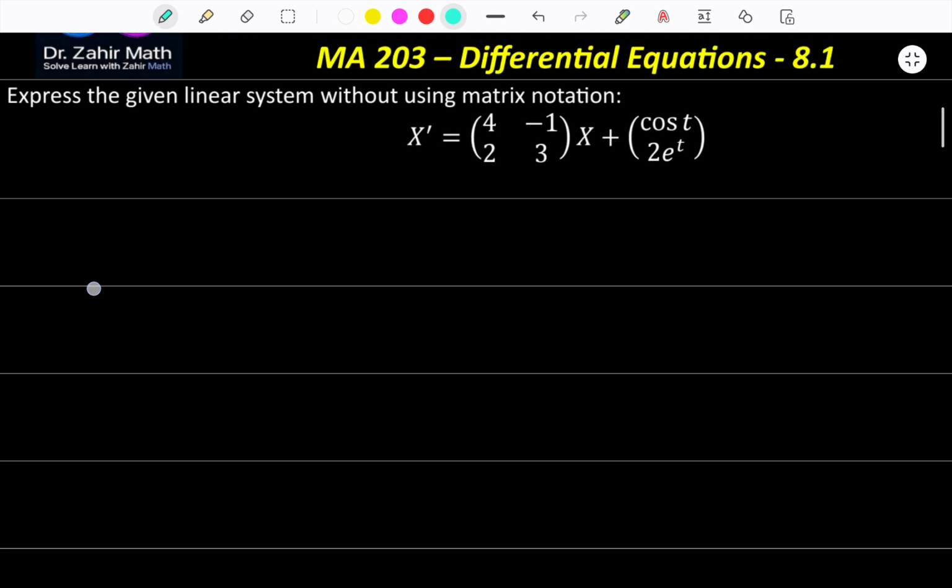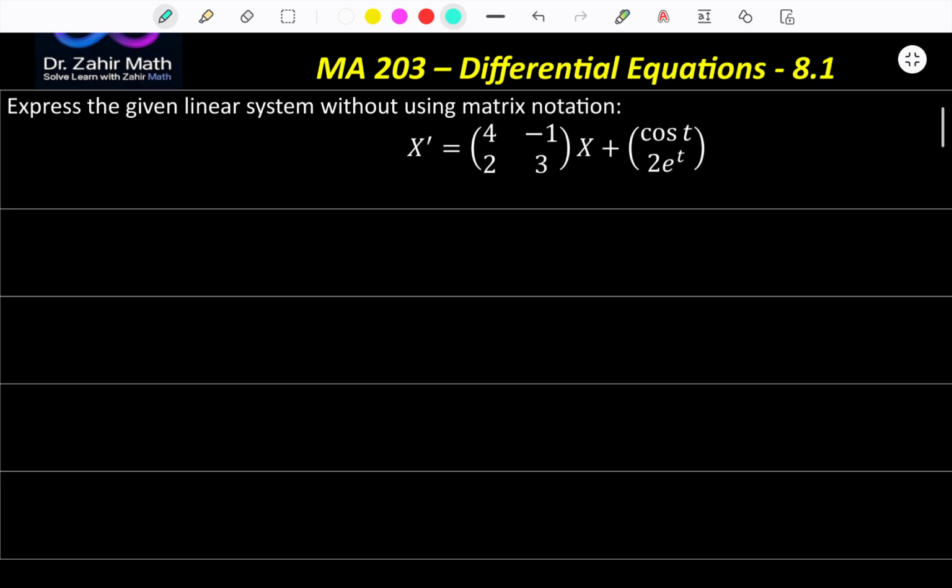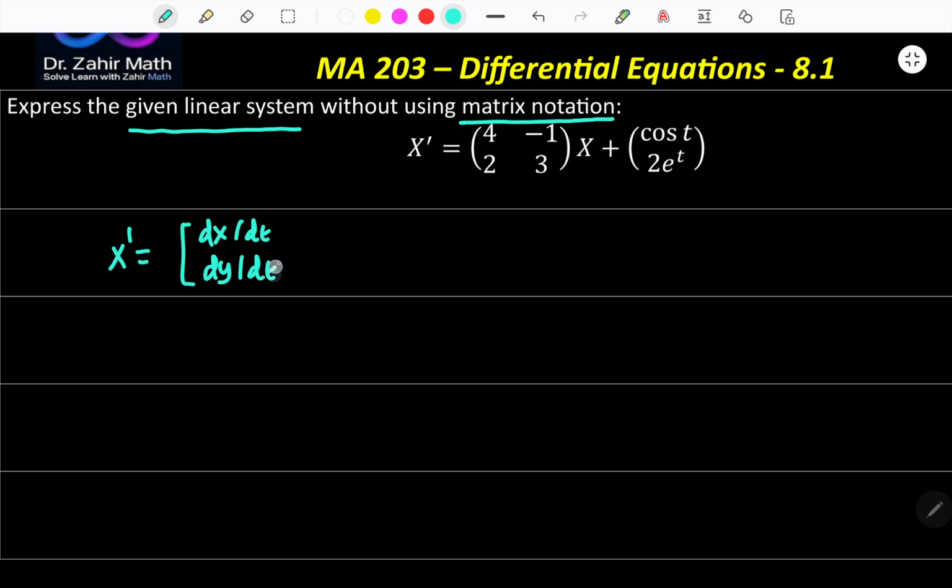Now the next question I'm going to do is matrix to differential equation. Look here. Express the given linear system using matrix notation. Who will be using this topic? Electrical students only will be using this topic. Just clear it, okay? Make it clear. So what I said, x dash, which is dx by dt and dy by dt. Clear, everybody? What I said, capital X, which is small x and small y as a column matrix. Okay, right.